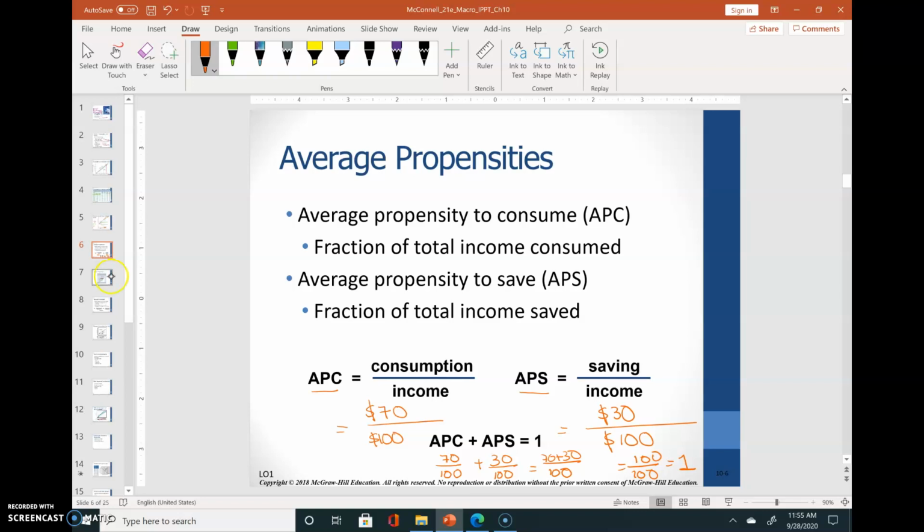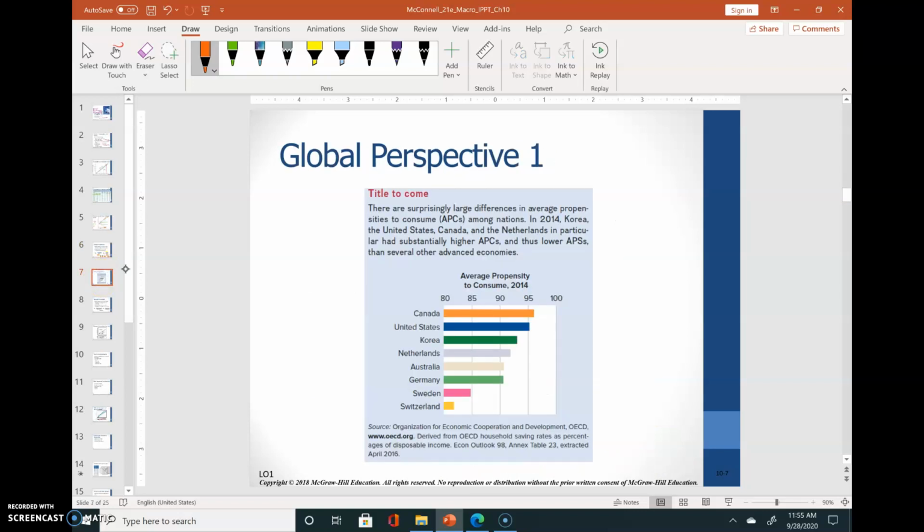Alrighty. Now the next one, this slide is just showing us the average propensity to consume in a bunch of countries, where I see Canada surpasses US in its average propensity to consume, which is consumption out of disposable income.